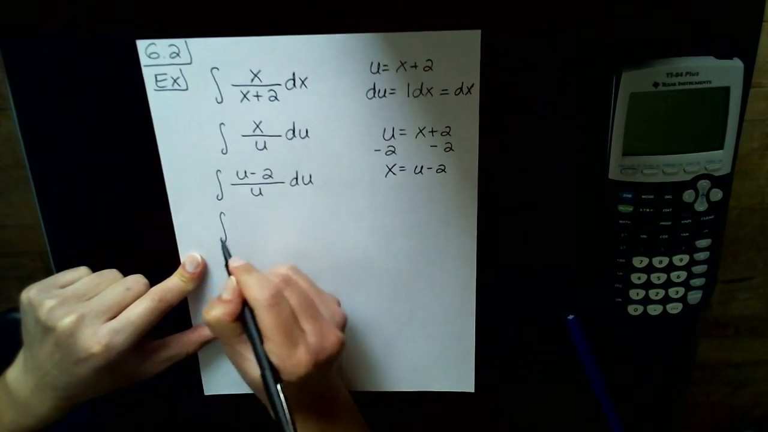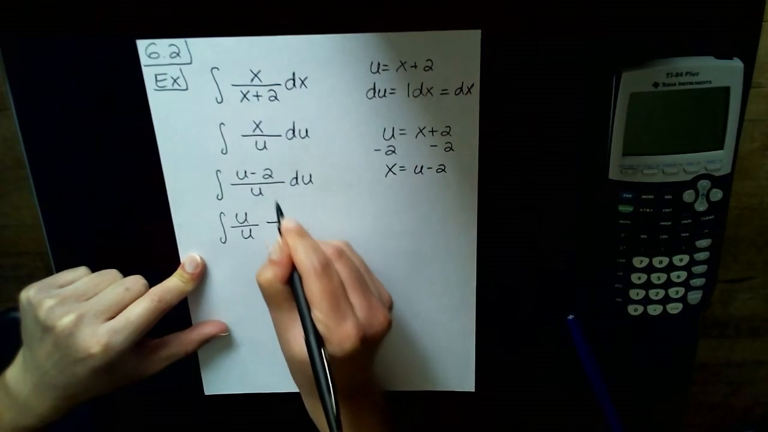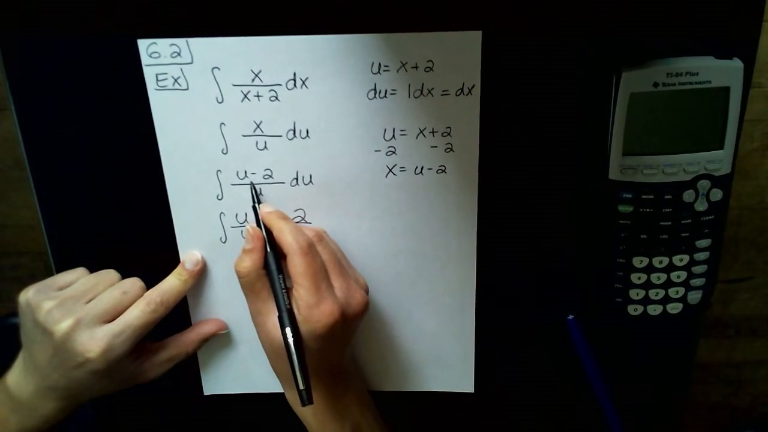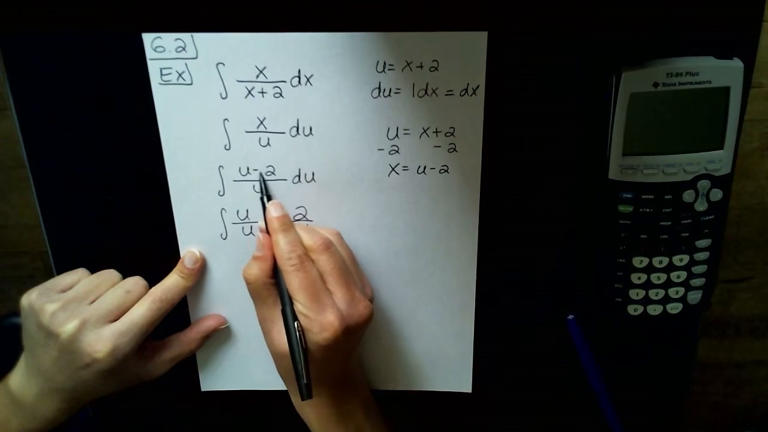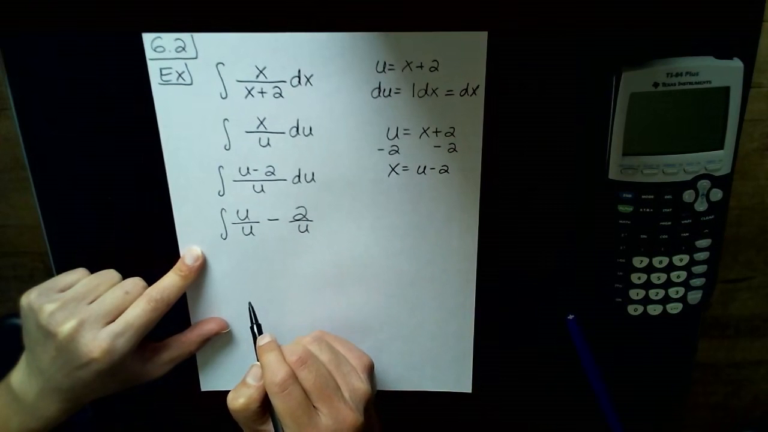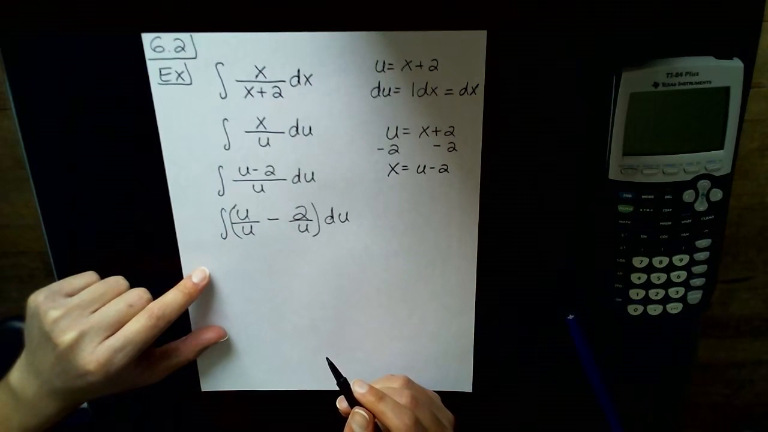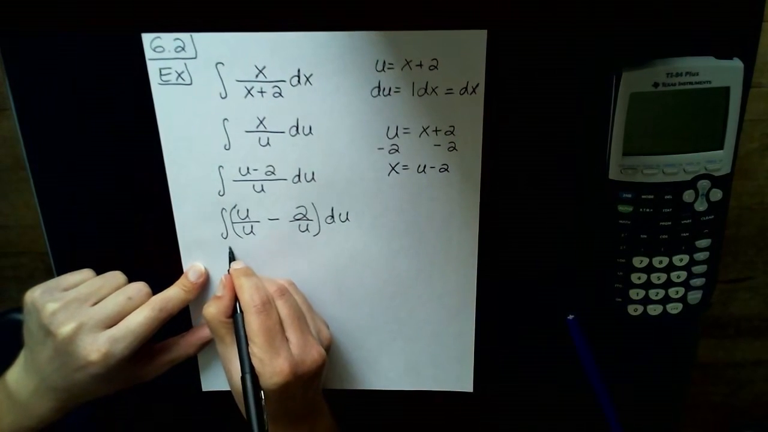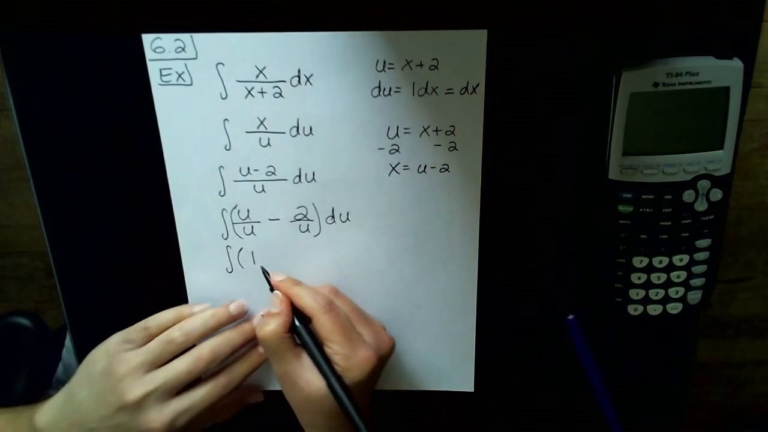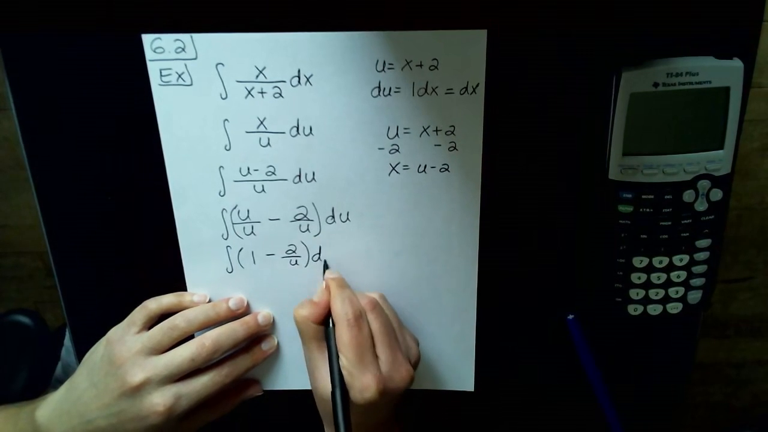So this becomes the integral of u divided by u minus 2 divided by u. Remember, as long as the addition or subtraction is in the numerator, you can split it up into two separate fractions over the same denominator. And all of this is times du. So simplifying, we get the integral of u divided by u is just 1 minus 2 divided by u du.